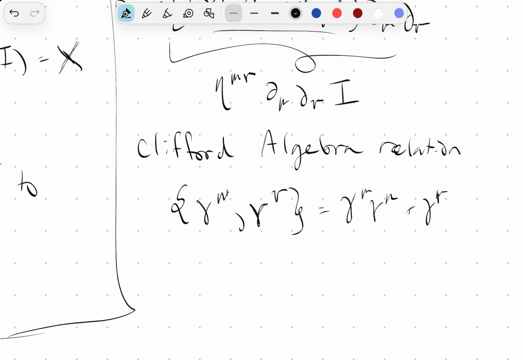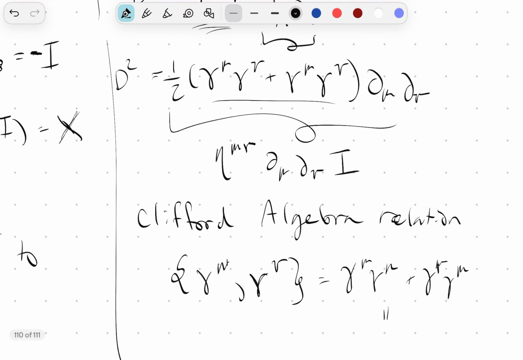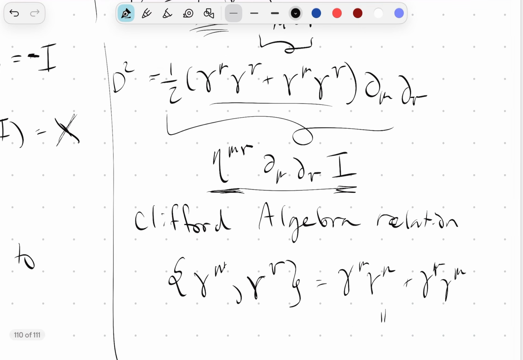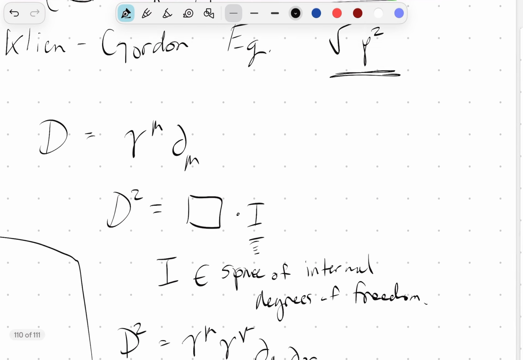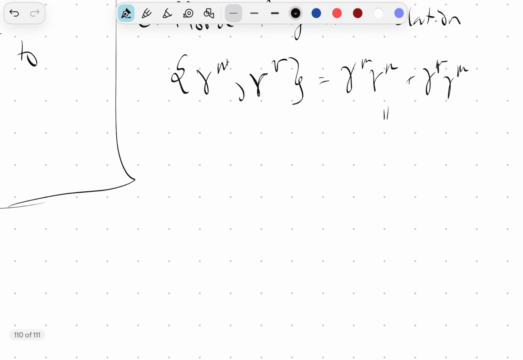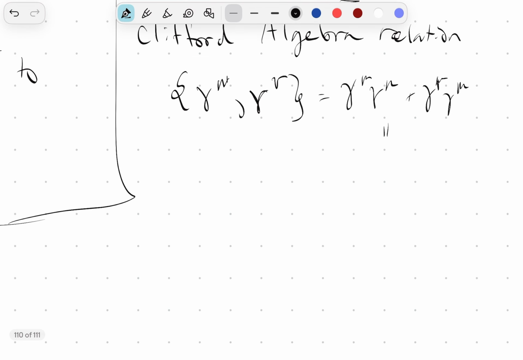Plus gamma nu, gamma mu. And that needs to equal... it needs to make sure that this quantity gets retrieved, or that we get the identity and the Minkowski metric out of this, to ensure that we wind up with a D'Alembertian operator. And so this commutation is going to be equivalent to 2 times the Minkowski metric times the identity.